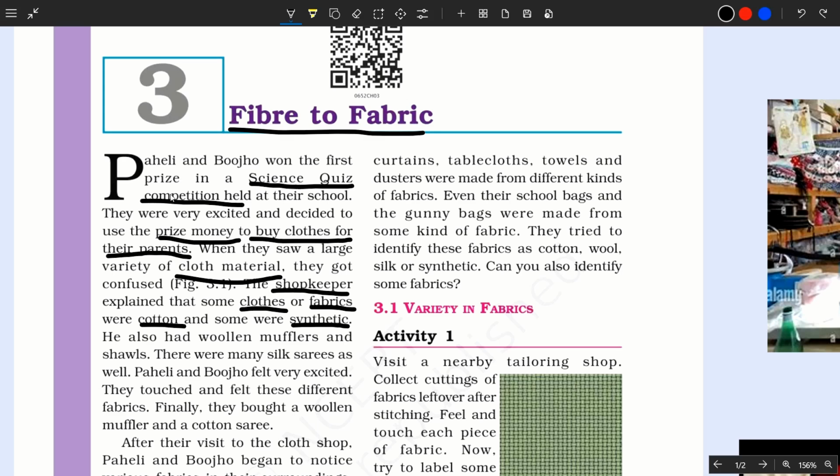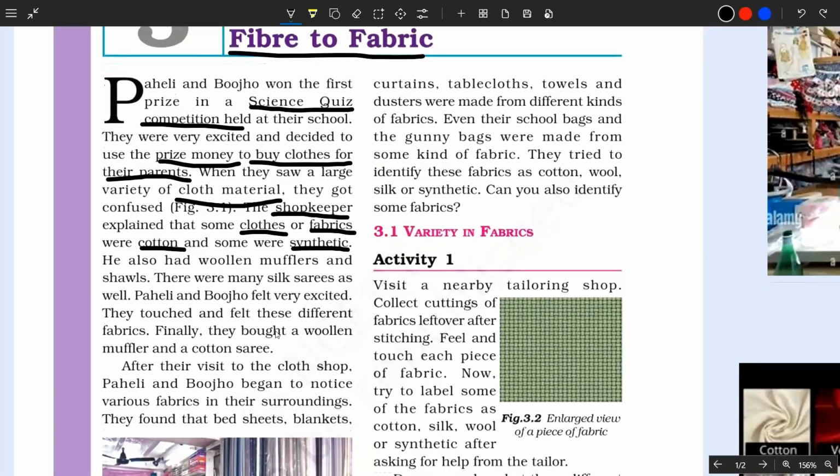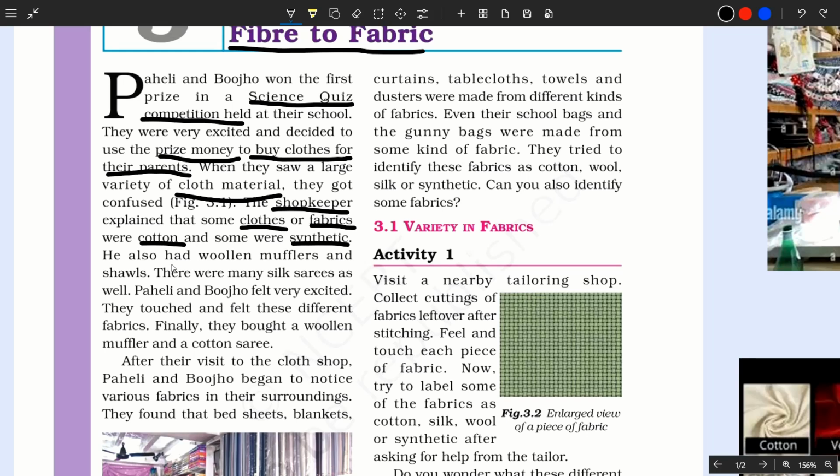Same like that, here the shopkeeper also explains to the children that some cloths or fabrics were cotton and some were synthetic. Okay, there are different varieties of clothes. He was explaining. He also had woolen mufflers and shawls, and he was explaining how they were. And there were many silk sarees as well.